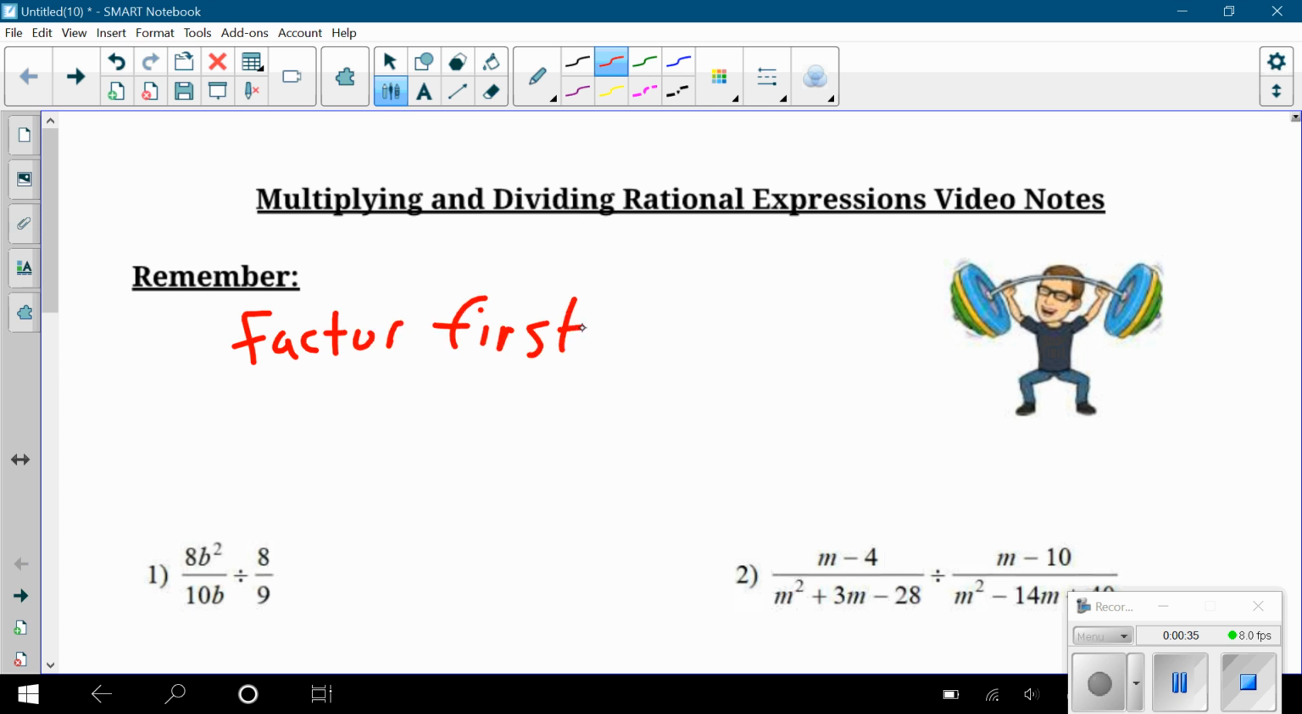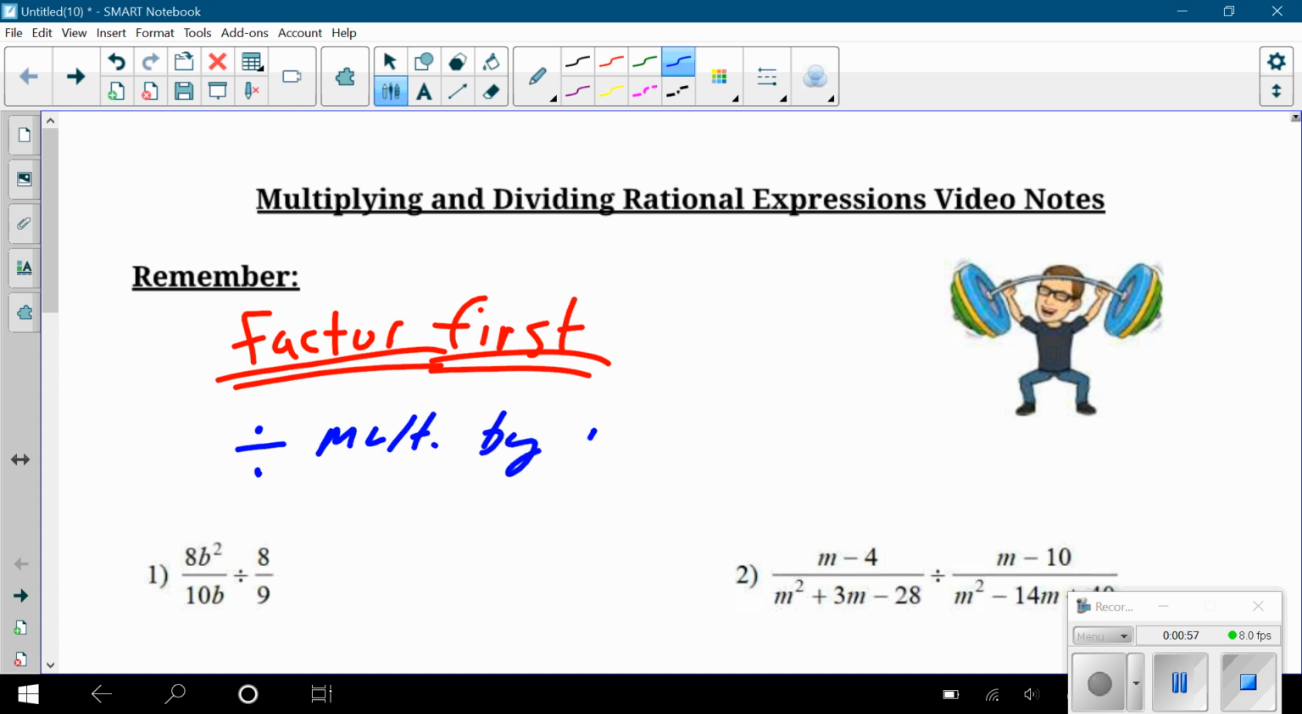The biggest mistake that people make when they're doing these problems is they don't factor first. They start simplifying. They start crossing stuff off right in the beginning. You got to factor first. It's all about factoring. The second thing you need to remember is that when you're dividing, you multiply by the reciprocal. That's that whole leave, change, flip thing you guys like to say. But sure, whatever. At least you remember. So factor first, and when you're dividing, you multiply by the reciprocal.